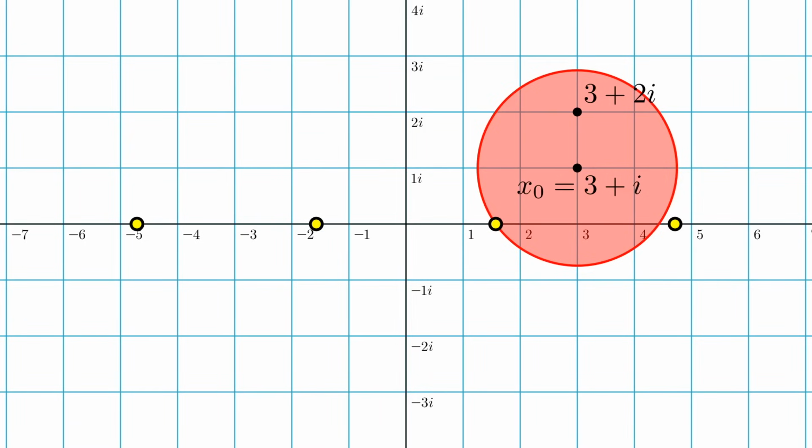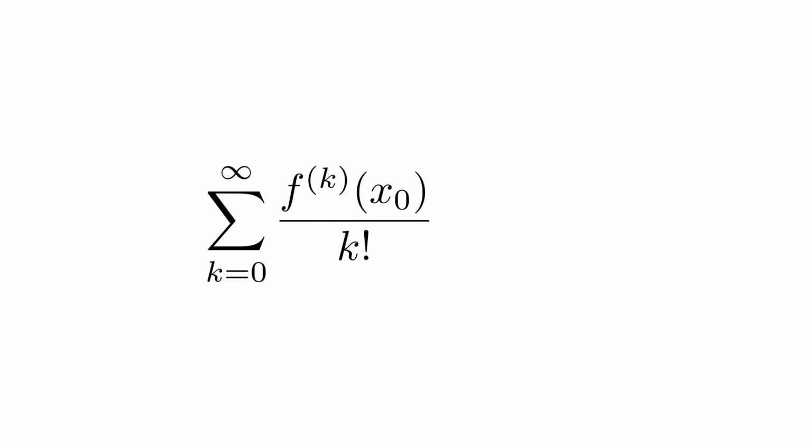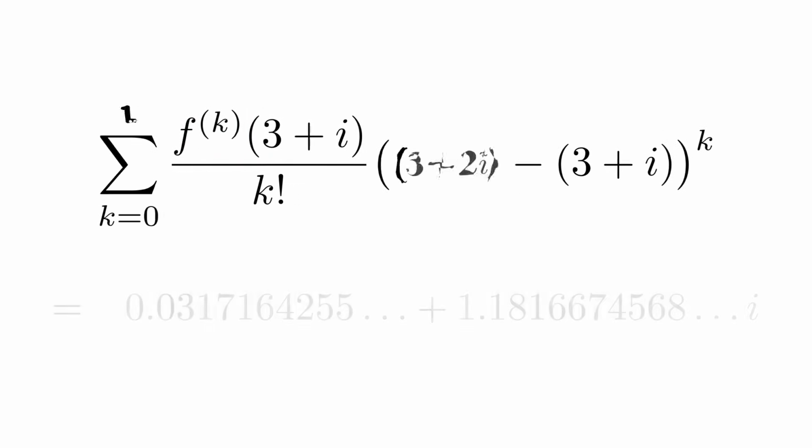Now that all sounds so natural that you might not even notice that what I just said requires us to take the derivatives of functions at complex numbers, which initially sounds quite scary. The reason why we need those derivatives is that our formula for the Taylor series of a function is the sum, as k goes from 0 to infinity, of the kth derivative of f evaluated at x naught over k factorial times x minus x naught to the kth power. So we need not just the first derivative of our function at 3 plus i, but we'll actually need all the derivatives of our function at 3 plus i so that we can evaluate tangent at 3 plus 2i.